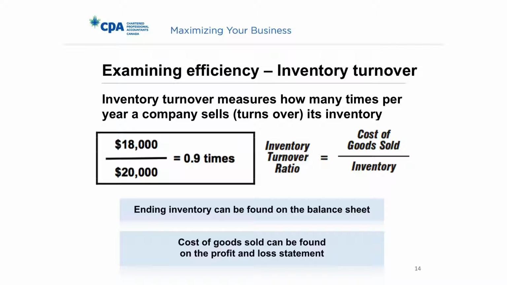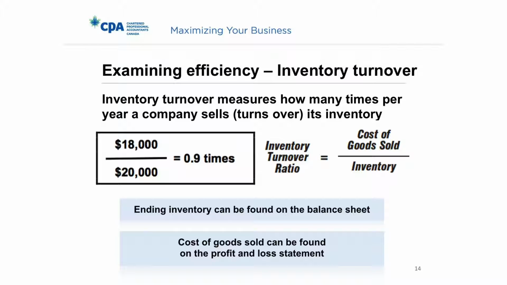So in our example, cost of goods sold was $18,000 and inventory was $20,000. So the inventory turnover was 0.9 times. Well, what does this mean for my business? Well, inventory turnover and how well you're performing is all relative to the type of business that you're running.